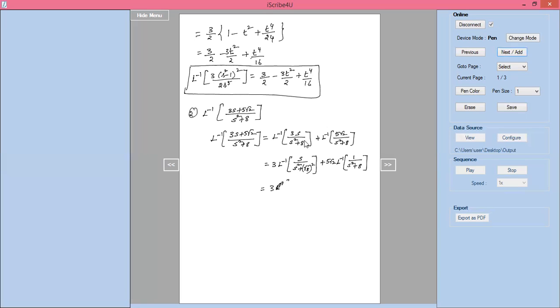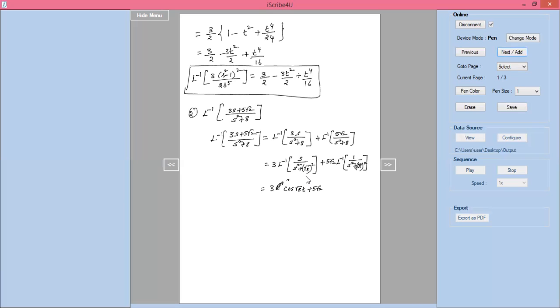So what I have done here is, s square plus 8 is there, and I have written it as root 8 whole square. Now s by s square plus a square is nothing but cos of a t. So you will write it as 3 into cos root 8t, plus 5 root 2 into, here also root 8 whole square.